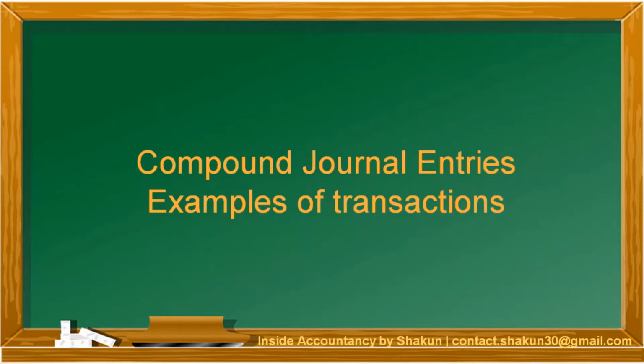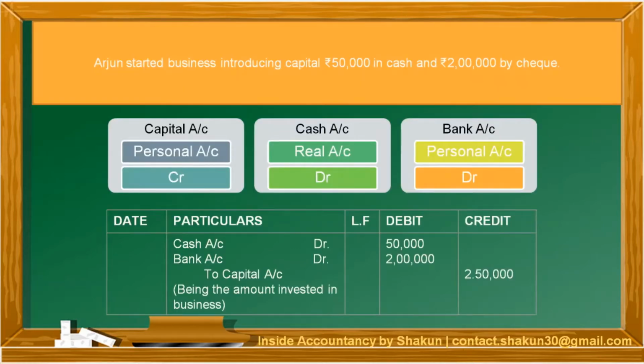Let us understand this with the help of certain examples. Arjun started business introducing capital of 50,000 in cash and 2 lakh by cheque. So in this transaction, since I told you about the steps in journalizing, first you need to identify the accounts, then you need to see the nature of accounts, then apply the rule and find out the account to be debited or credited. So in this transaction, the accounts identified are capital, cash and cheque.